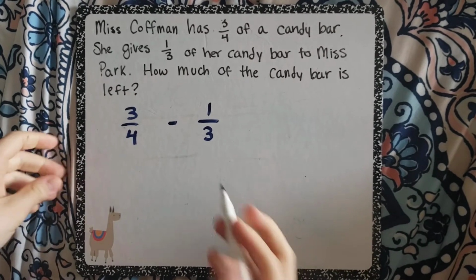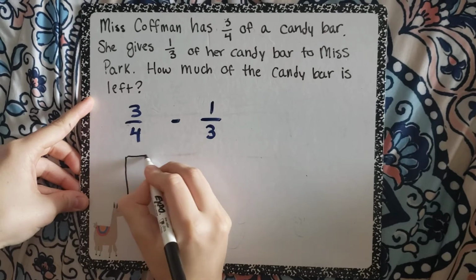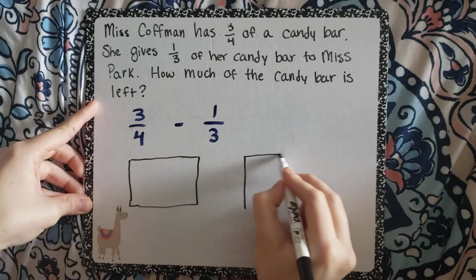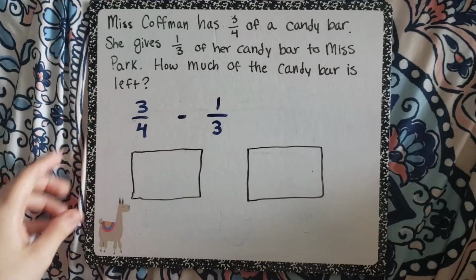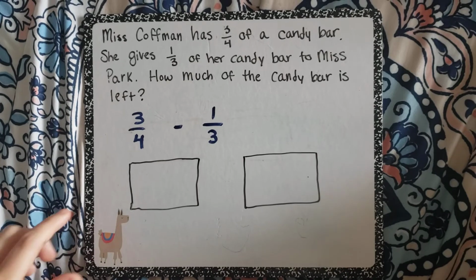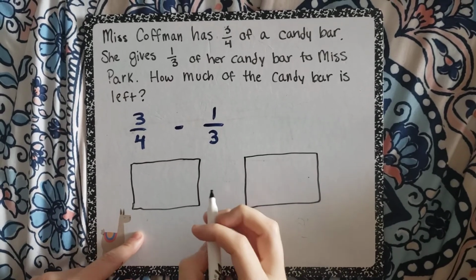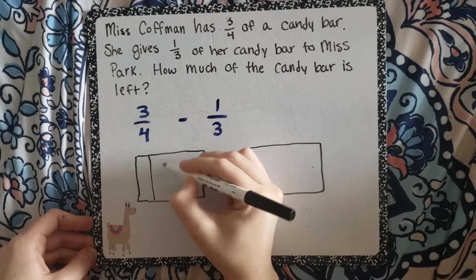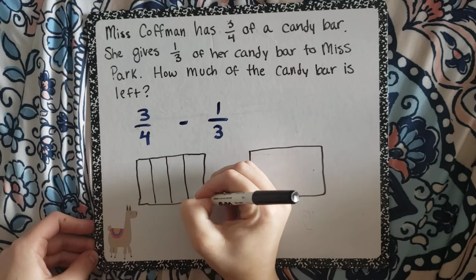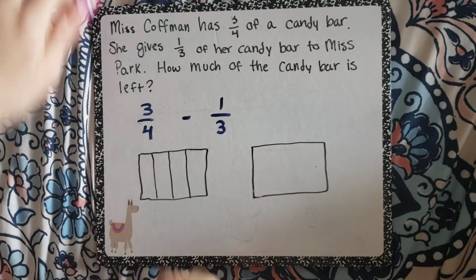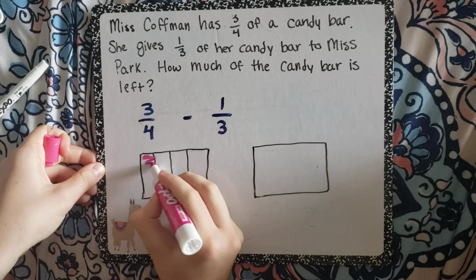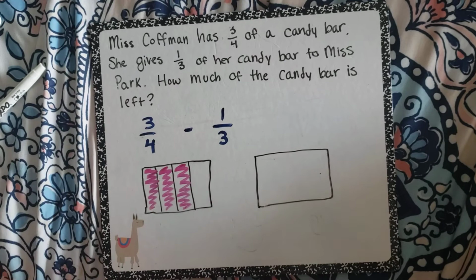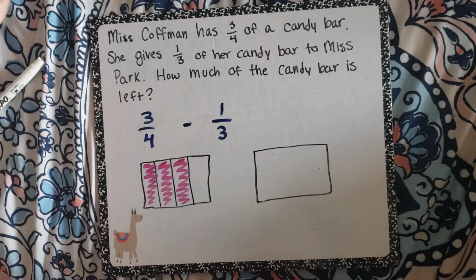So first, we're going to draw our two rectangles. So this first rectangle right here is going to be my 3/4. So I'm going to show 3/4 in this rectangle. I'm going to go ahead and split it up into fourths. And then I'm going to color in 3. So now I have 3/4 in the first rectangle.